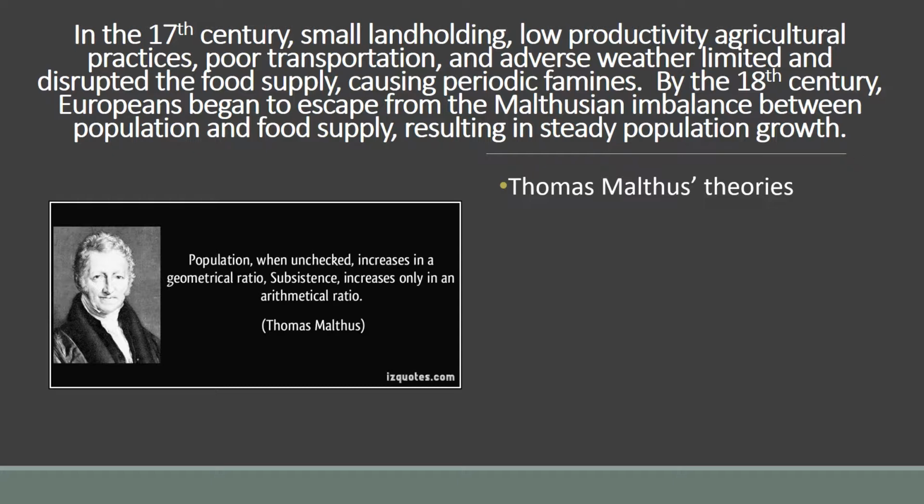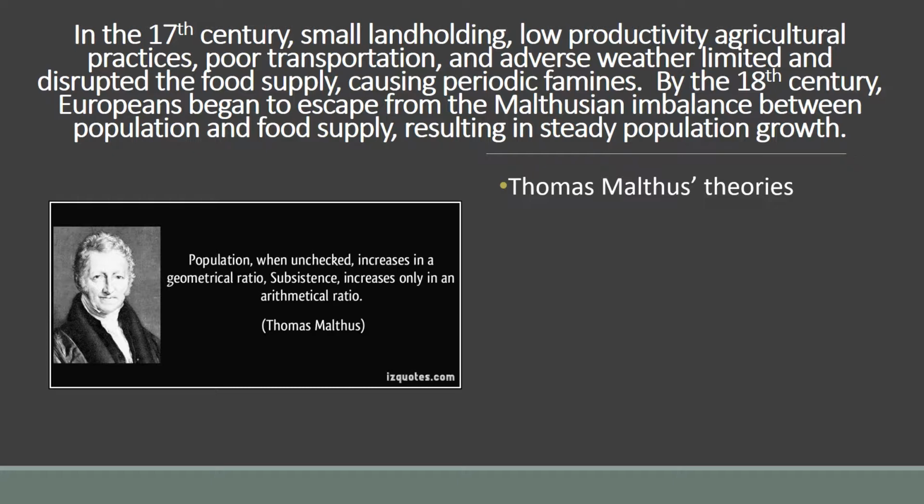Look at the quote on the screen. Population when unchecked increases in a geometrical ratio. Subsistence increases only in an arithmetical ratio. And Malthus also believed that there were two checks that could then reduce the population, returning it to a more sustainable level. Remember, too much food, too big of a population would lead to famine, etc.